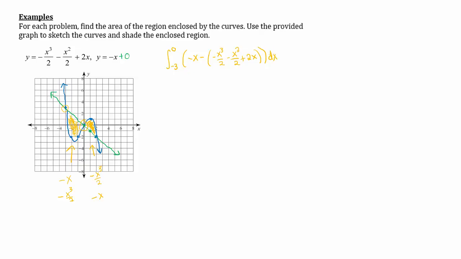The other one is going to then start at 0, and it ends over here at 2, where we have this other point of intersection. And we're going to do the cubic function first this time because it's now on top. And then we're going to subtract the other function, the line, which is negative x.